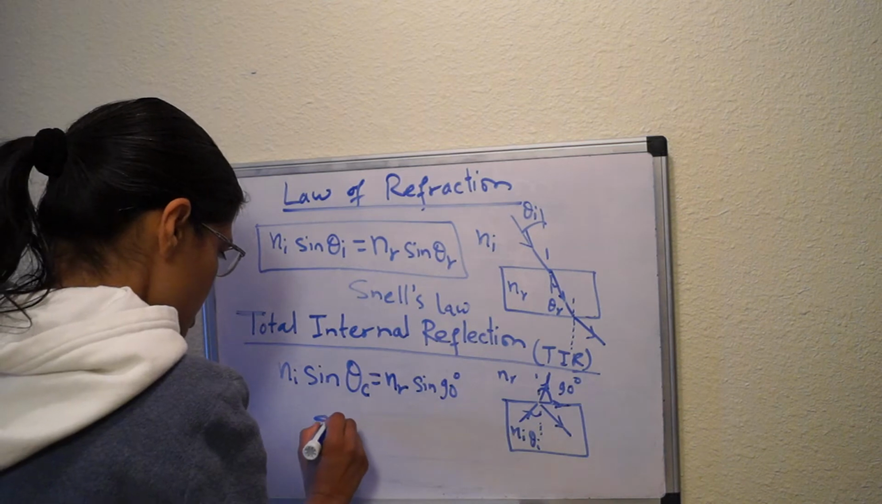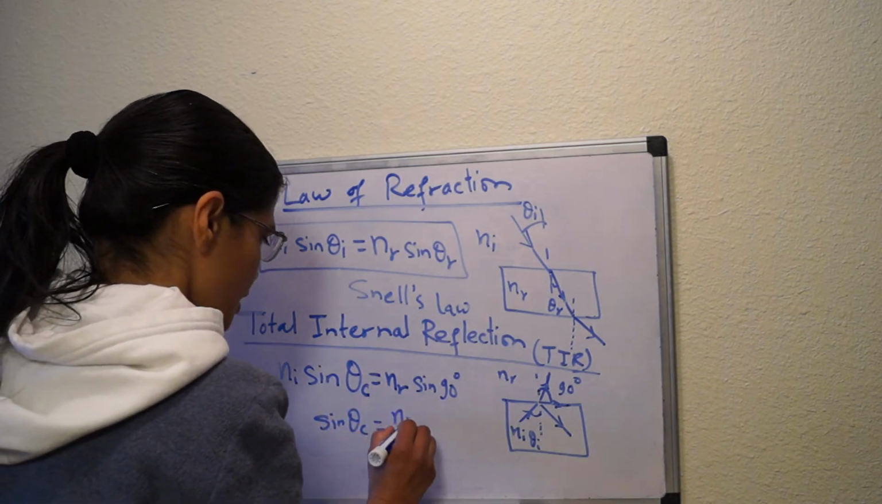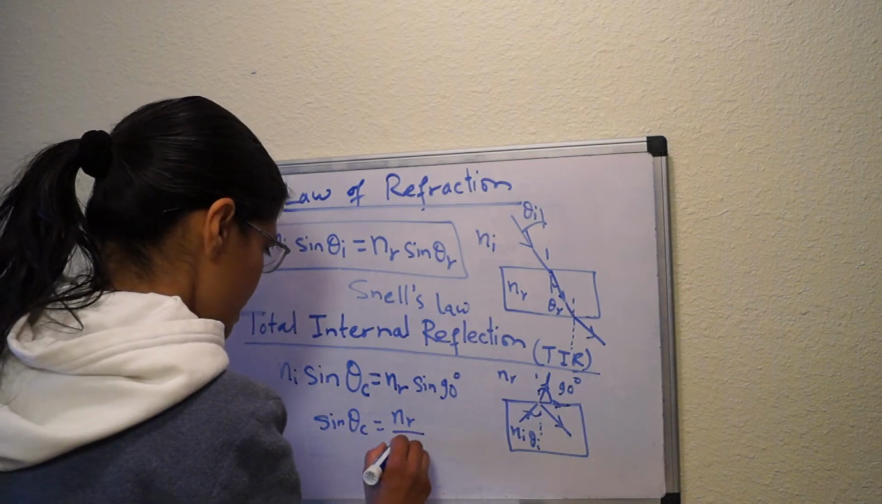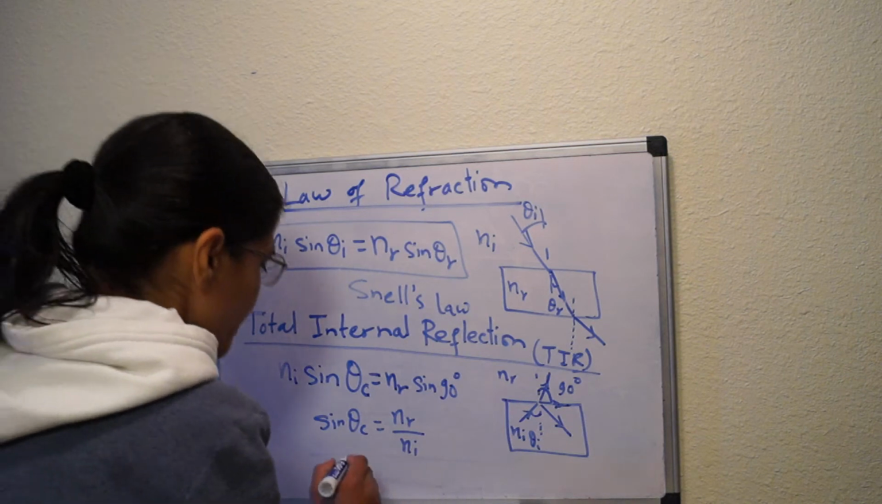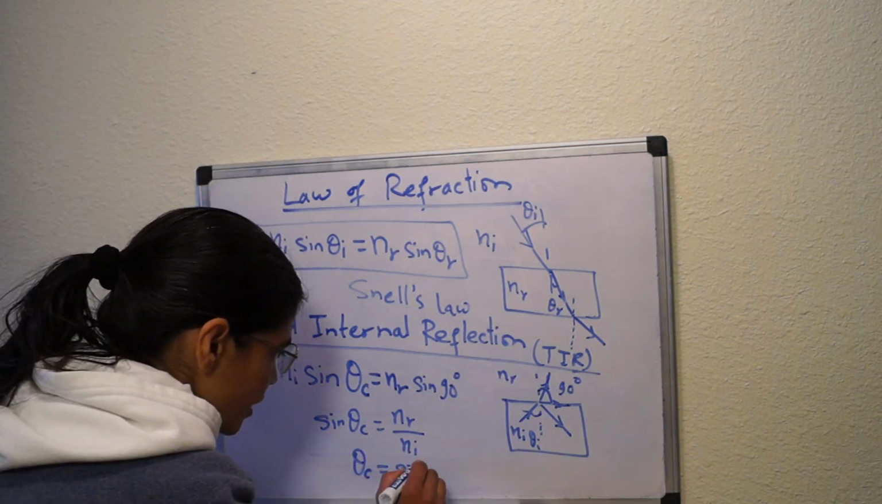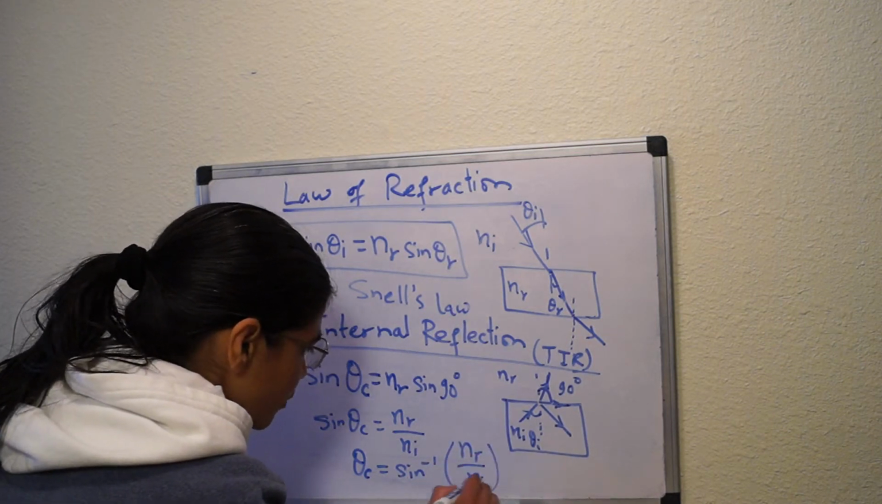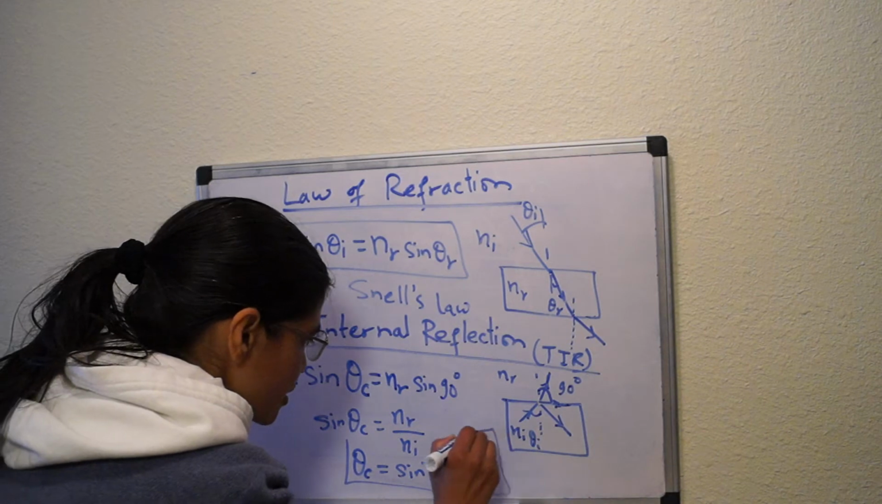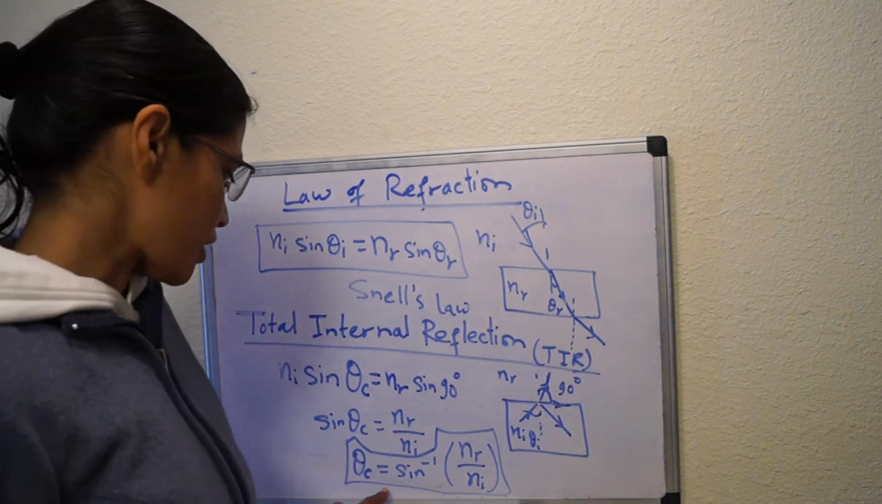So sine theta C is NR divided by NI. Sine 90 degrees is 1. So we can find the critical angle theta C equal to sine inverse of NR divided by NI. So this equation gives us how to find the critical angle.